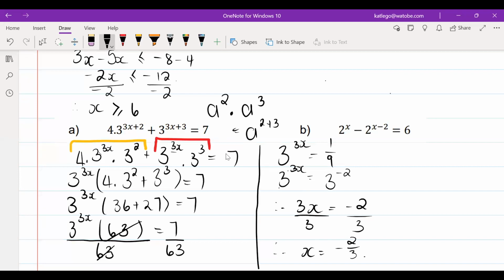Remember how to do this. Okay, I'm going to give you guys a few seconds to take a screenshot. Then we're going to move on to what we have to do today, which is laws of exponents.